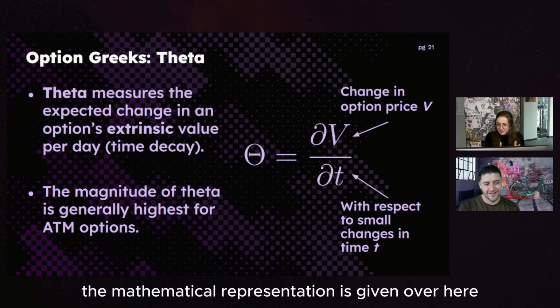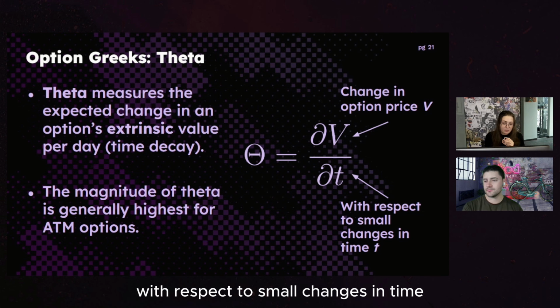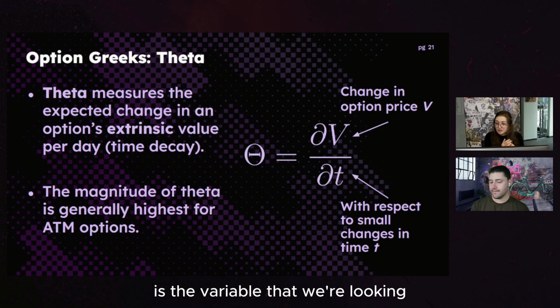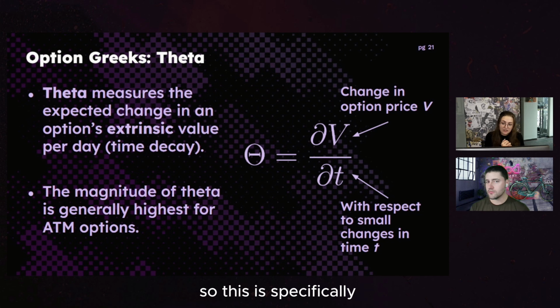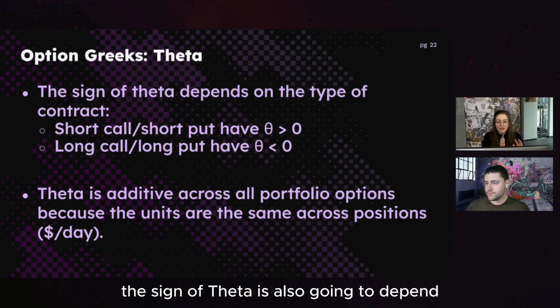And so the mathematical representation is given over here, but basically we're looking at the change in an option's price with respect to small changes in time, which is the variable we're looking at. So this is specifically the sensitivity of the option's price relative to changes in time. And then it's highest for at the money options, and the sign of theta is also going to depend on the type of contract.